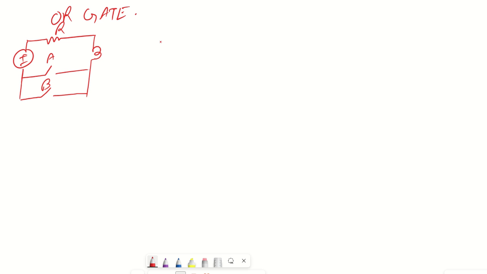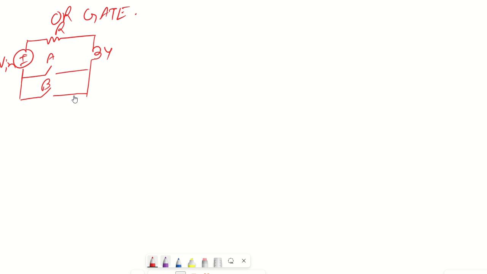Now can you tell me what will happen to the bulb Y? Whenever one of the switches is on, the bulb will start glowing, because that path will be taken into account. Understood? Similarly, only if both are off will it not glow, because the path will not complete. So this is the OR circuit.